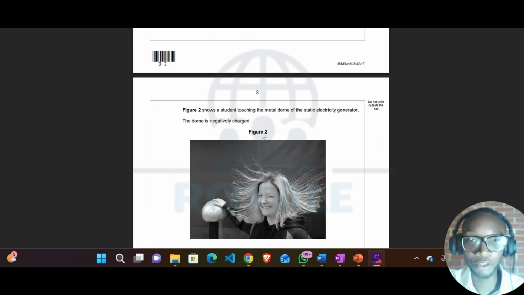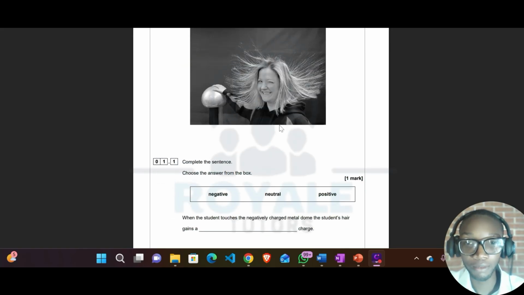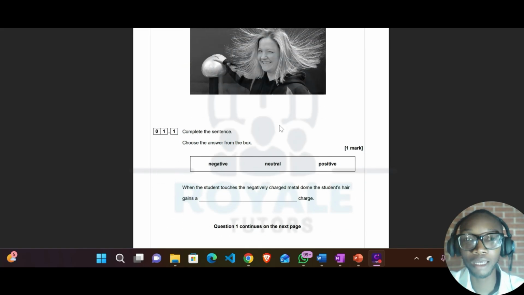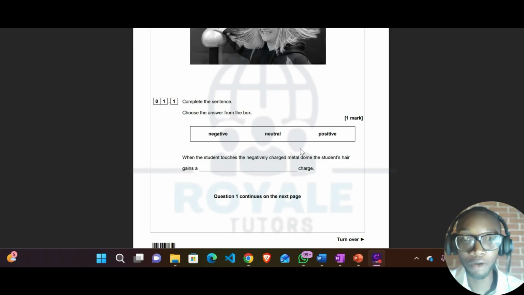Now we have another picture here. It says Figure 2 shows a student touching the metal dome of the static electricity generator. The dome is negatively charged. And now we have a question to answer. It says complete the sentence. Choose the answer from the box. So basically in this question, we're supposed to choose the most correct answer in the box here, and we have negative, neutral, and positive.